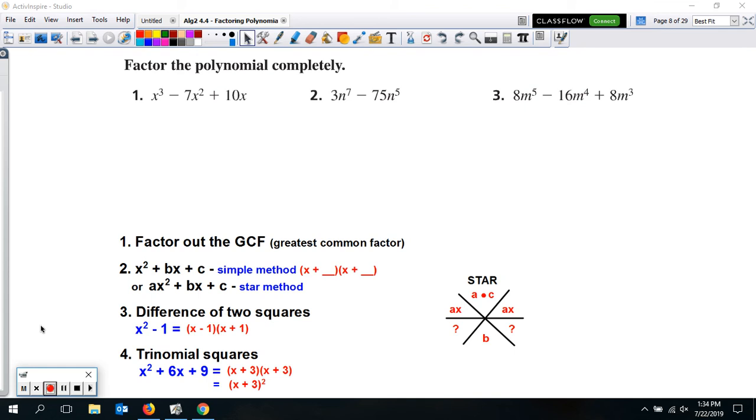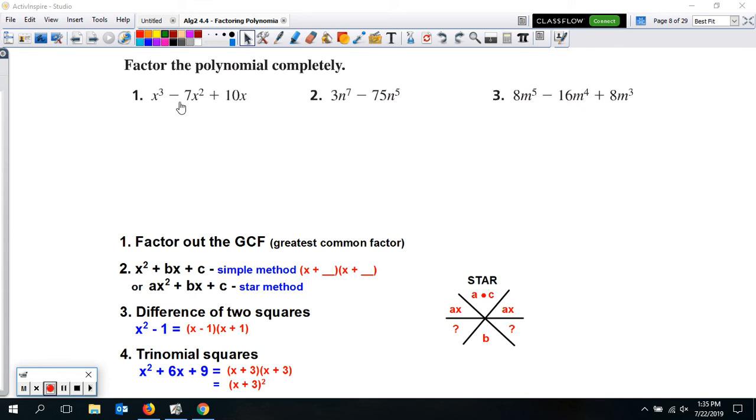So you're factoring the polynomial completely. Make sure you're looking for GCF. There is a GCF in every single one of these. And then look, again, I put them down here so you can remind yourself just from looking at the screen what this is, or you can look at your notes. So go ahead and pause the video and try number 1.